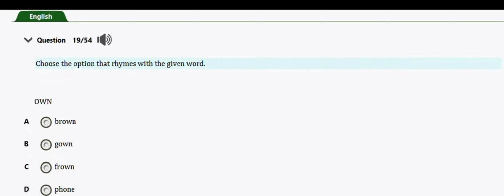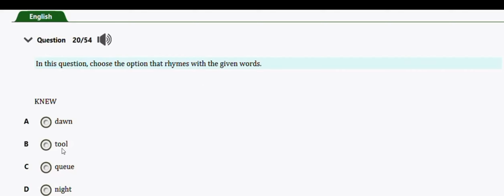Next question, it says, choose the one that has the same rhyme with own. We have brand, gun, fan, phone. So the right answer is option D, which is phone. Okay, next question is this one. So it says, choose the word that rhymes with new.